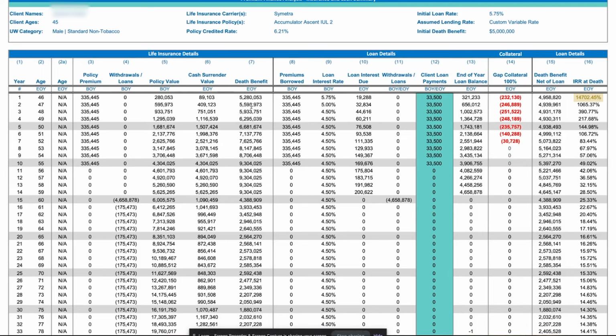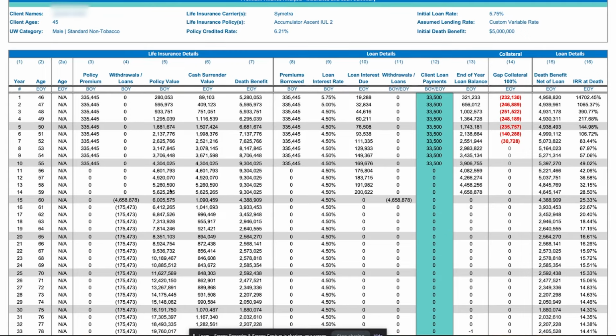Now we do that every year for 10 years. You don't have to pay $33,000 a year every year for 10 years. The more you pay, the faster collateral goes away. The less you pay, the longer collateral stays in play in column 14. But that's a decision you get to make every single year.